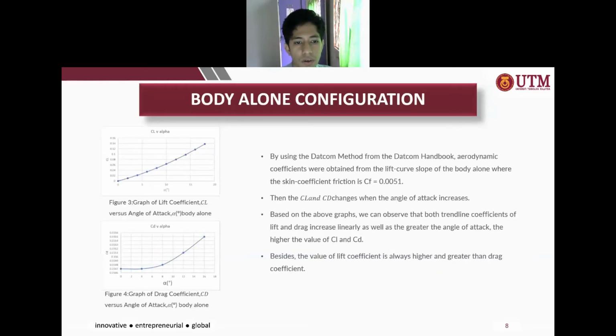Next is the body alone configuration. By using the DATCOM method from the DATCOM handbook, the aerodynamic coefficients were obtained from the lift curve slope of the body alone, where the skin friction coefficient is 0.0051. Then the lift coefficient and drag coefficient change when the angle of attack increases. These changes can be seen in figure 3 and figure 4. So we can observe that the trend line of the graph is linear and greater as the angle of attack increases, where the lift coefficient has a higher value than the drag coefficient.